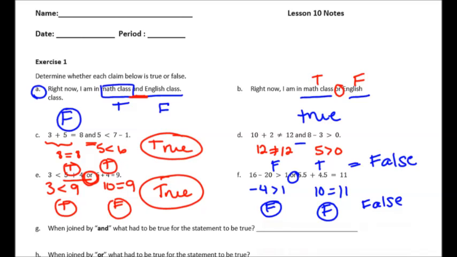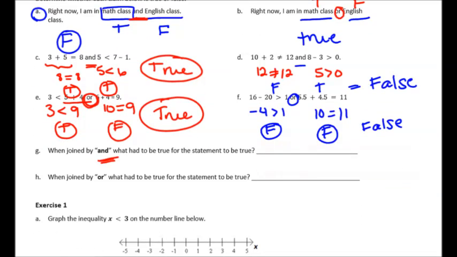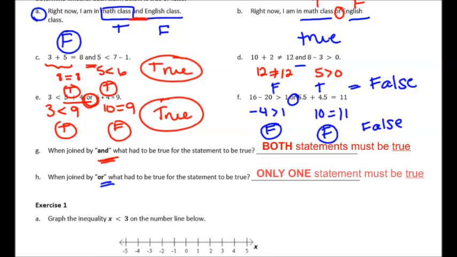So what we're trying to conclude here, when joined by and, what had to be true for the statement to be true? Well, we talked about it. Both statements must be true, okay? And when it's joined by an or, what had to be true for the statement to be true? Only one statement must be true for an or statement, okay? So if you ever get confused, think about the first two examples. I am in math class and English class. You cannot be in two places at the same time, but you can be in one place or the other.